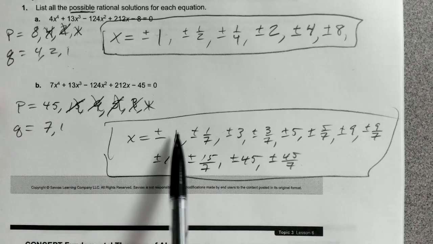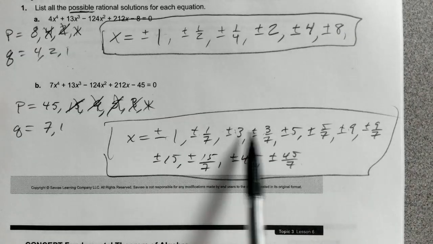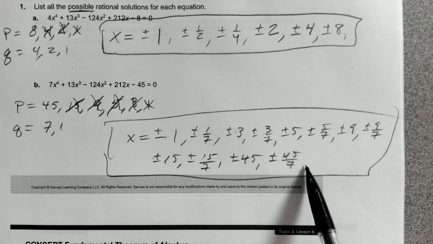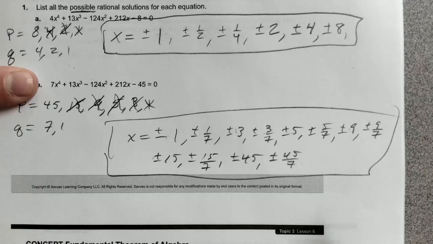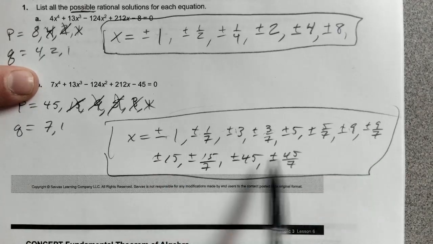Now, we had 1, 2, 3, 4, 5, 6, 7, 8, 9, 10, 11, 12. So, what, 24 possible? How many total zeros should I get for B? 4. It only has 4 total zeros. But we had 24 possibilities, right?